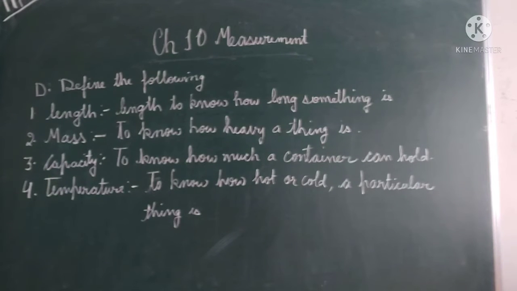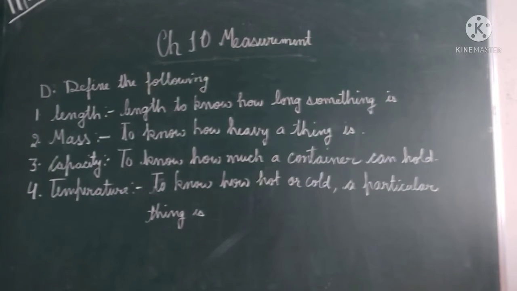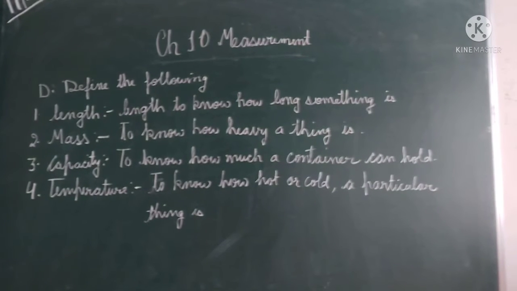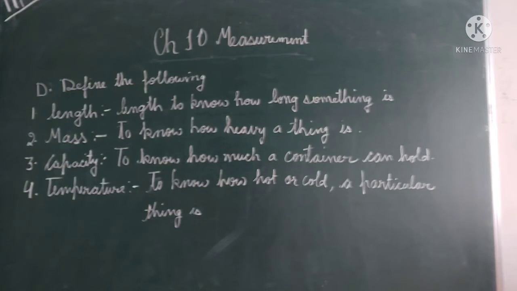These are the definitions about your chapter, Measurement. First one, length: to know how long something is. Second is mass: to know how heavy a thing is. Third one, capacity: to know how much a container can hold. And fourth one is temperature: to know how hot or cold a particular thing is. Okay.